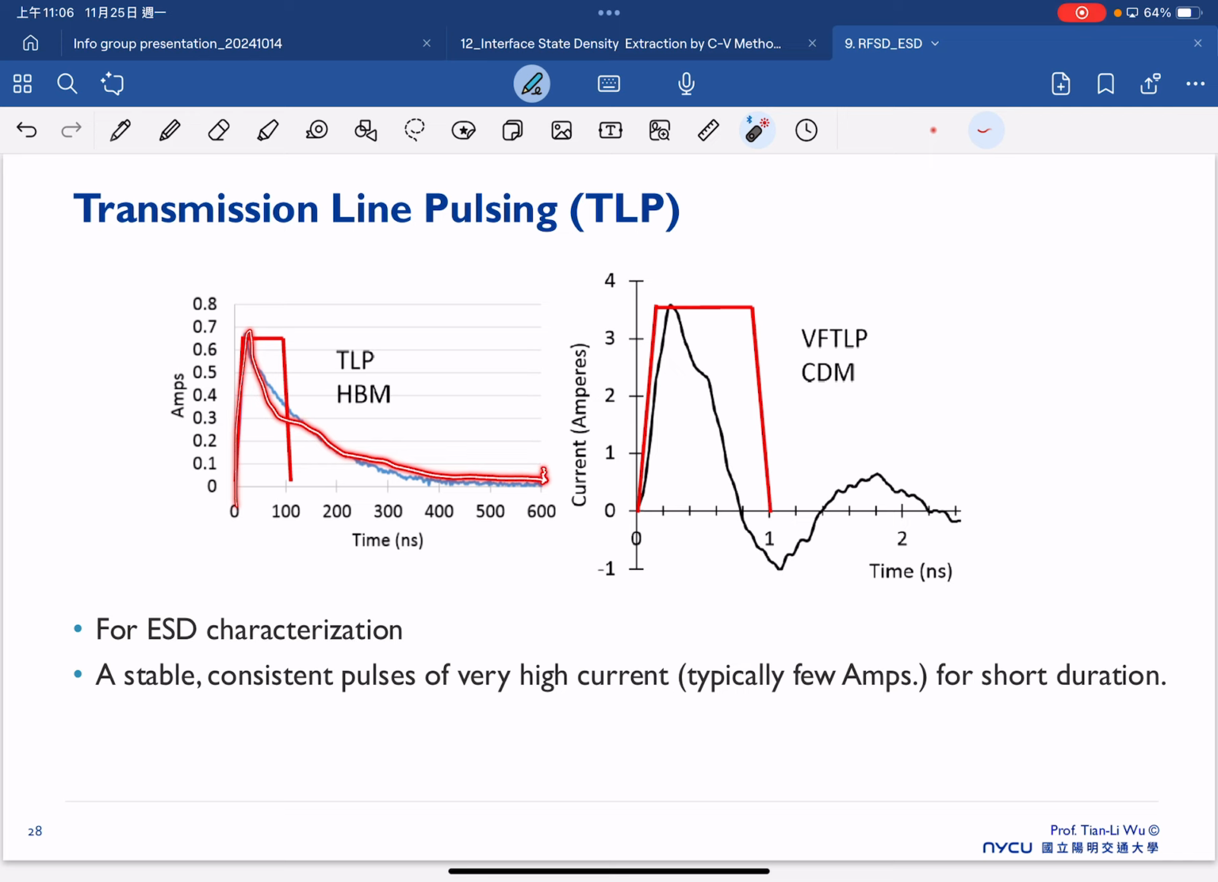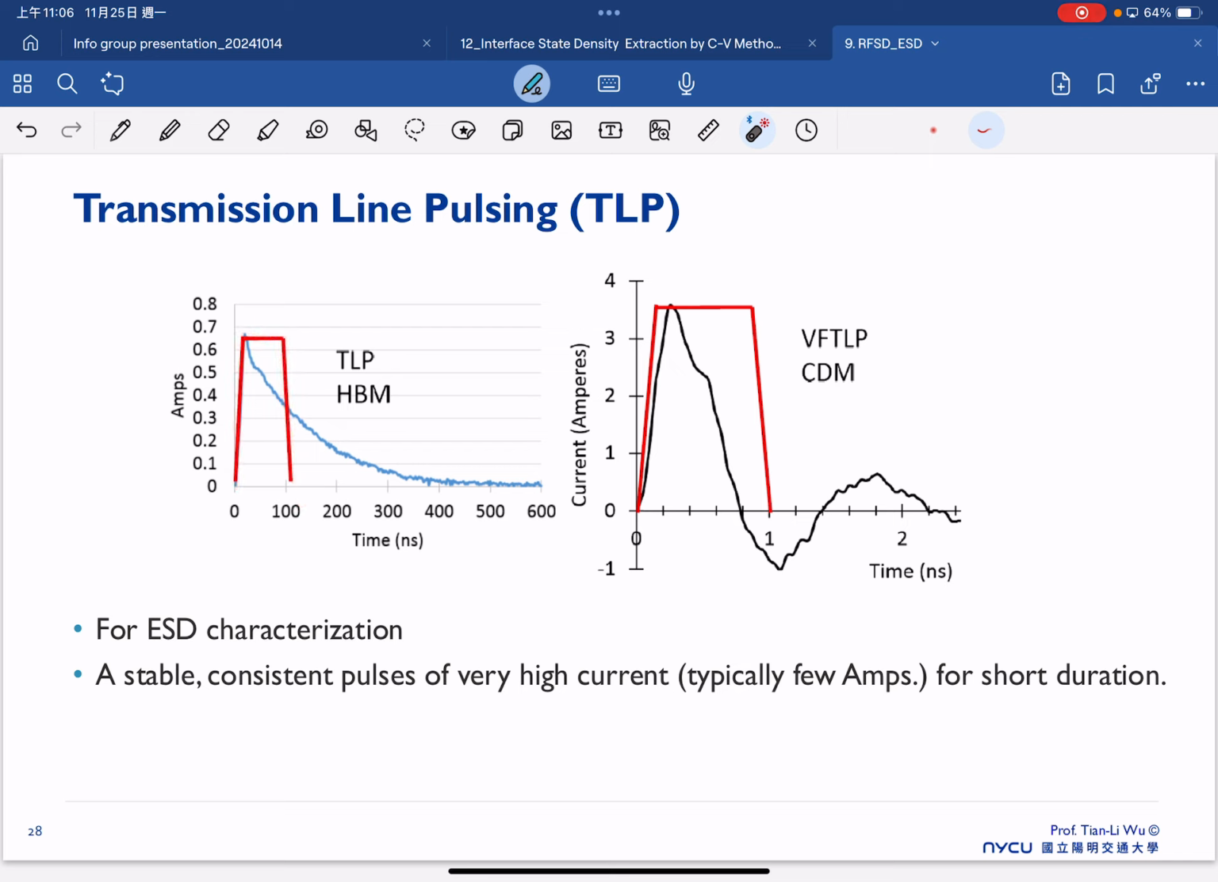And based on what we understood, the most damaged part should always be in the time that has a high current and happens in a very fast duration. So therefore, if we can generate the waveform, something like this one, we believe we can also induce the same phenomenon like the human body model.